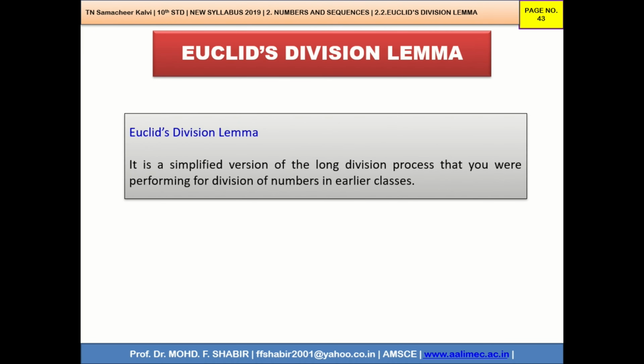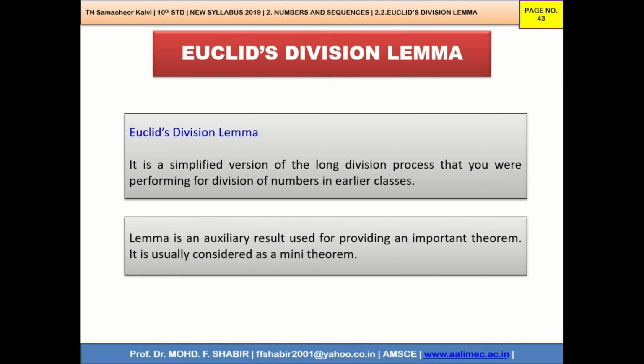Euclid's division lemma is a simplified version of the long division process that you were performing for division of numbers in earlier classes. Lemma is an auxiliary result used for proving an important theorem. It is usually considered as a mini theorem.